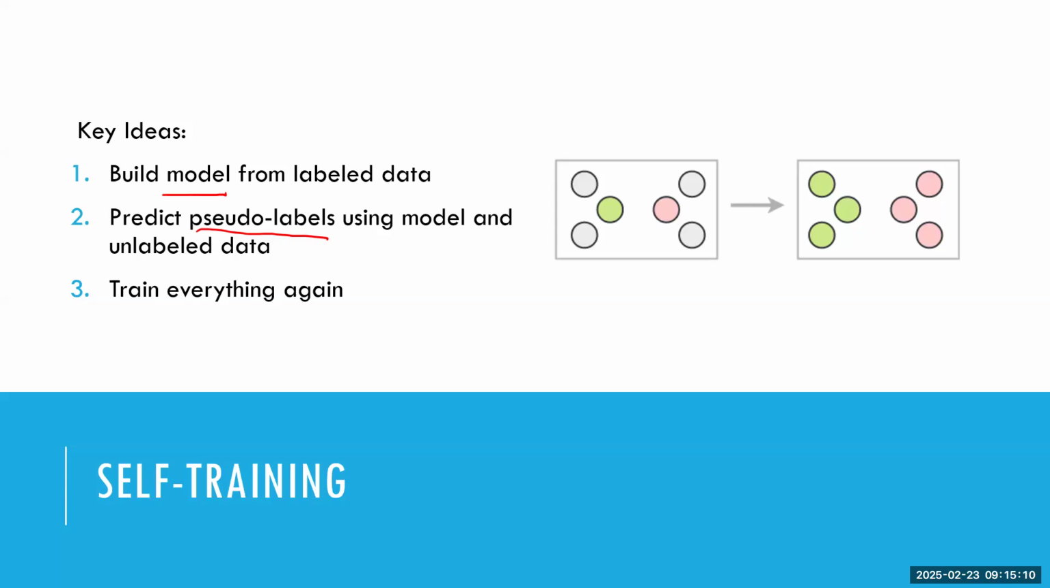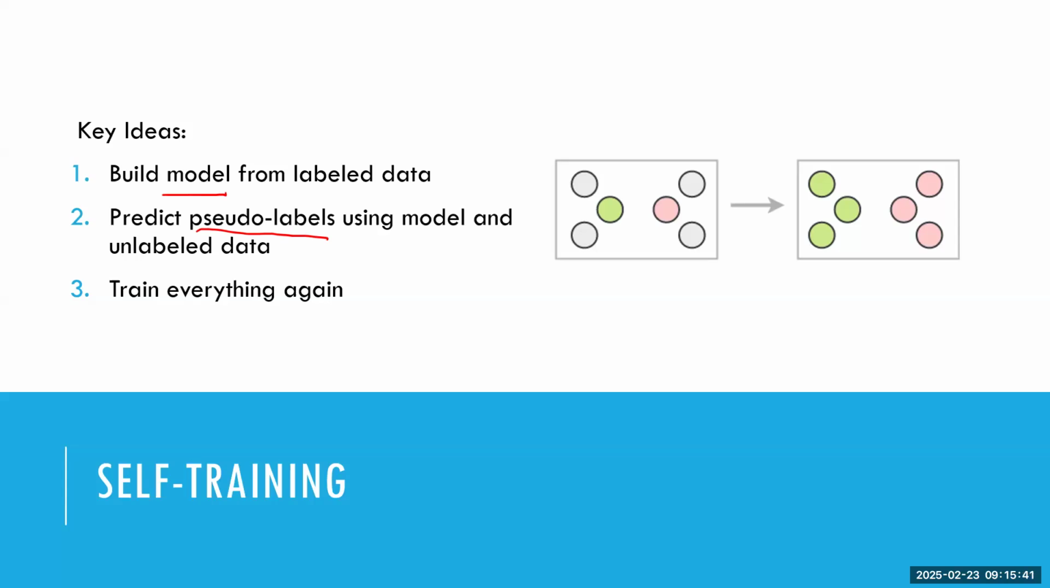And once you have pseudo labels, you can train everything again, right? So you start with labeled data, you build a model, you use this model on the unlabeled data, you get more labels, and then everything now is labeled. You have labels and pseudo labels. You can use them both, and then you can build the next model. You can repeat this process many times.